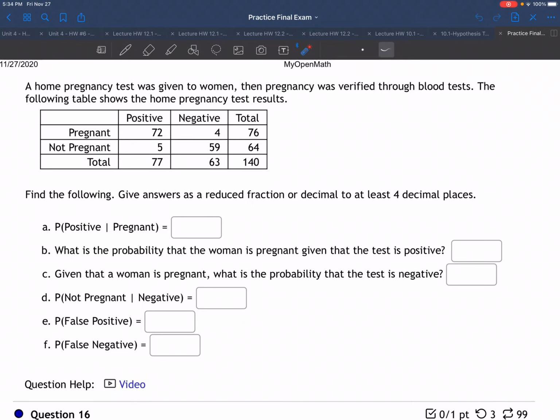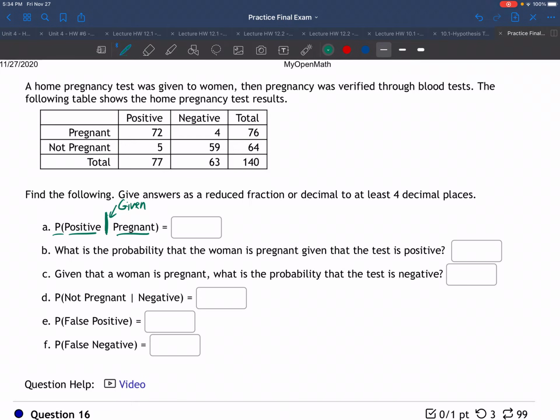Okay, with that in mind, let's answer the following questions. The first one, find the following, give the answers as reduced fractions or decimals. P stands for probability. Positive, and now what's that straight line? This straight line right here means given. So they're saying, if you grab somebody at random out of this group of women, what's the probability you're going to get a woman that had a positive test result given that she is pregnant?